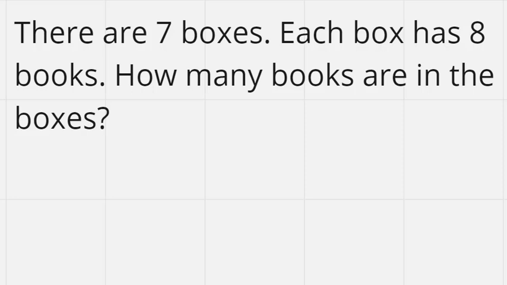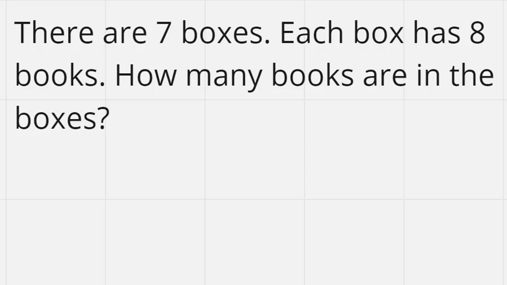The final problem reads, there are 7 boxes. Each box has 8 books. How many books are in the boxes? One more time. There are 7 boxes. Each box has 8 books. How many books are there in the boxes?